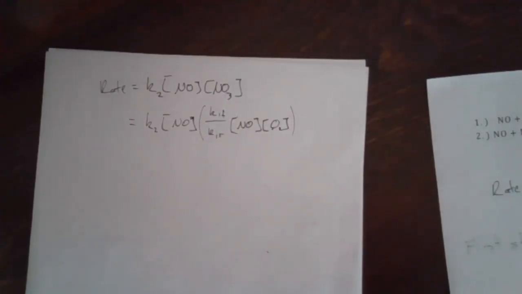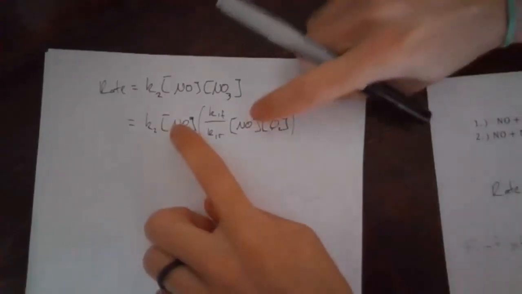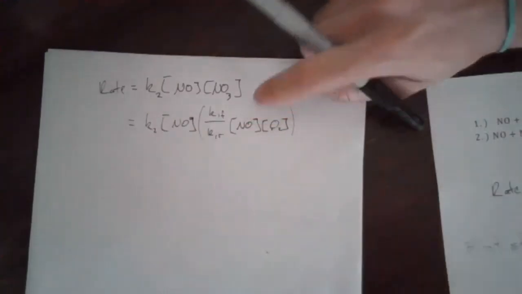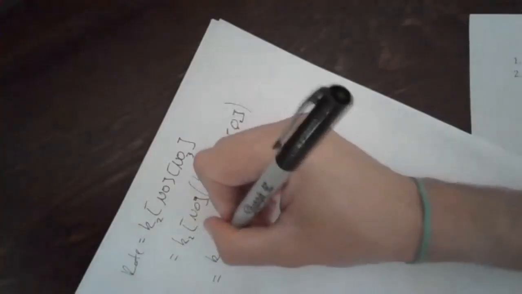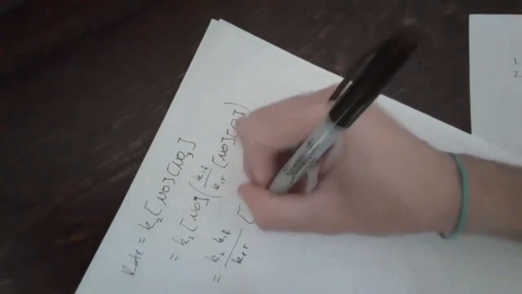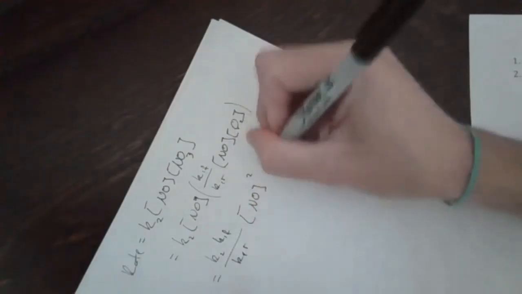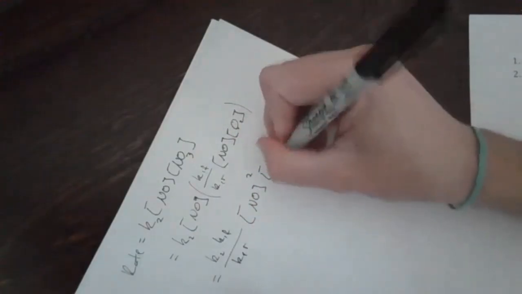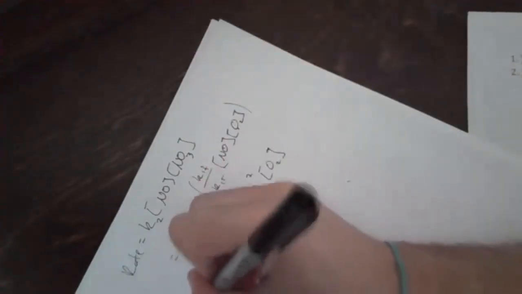So what we can do now is we can take this and rearrange these things. One of the things we can see, I have NO concentration showing up twice. I can group all the K's together. K2, K1F divided by K1R, concentration NO squared, concentration O2. And that is my overall rate law.